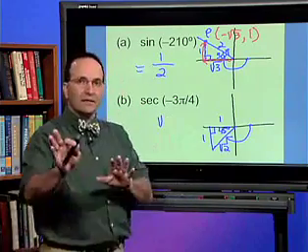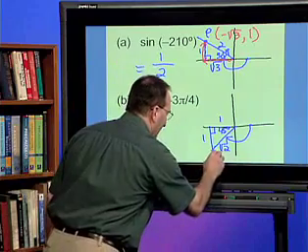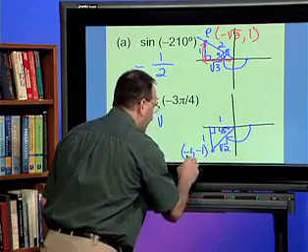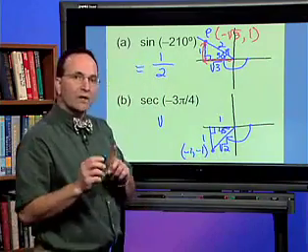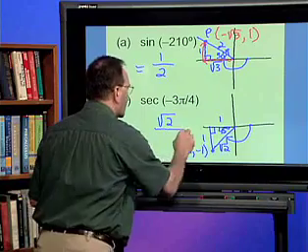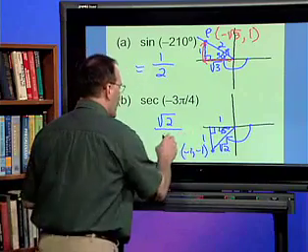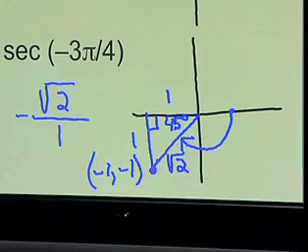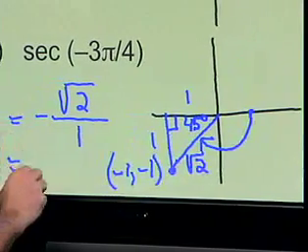Oh, you know what? I got to label my point. Sorry, I didn't do that. This point is negative 1, comma, negative 1, right? So now when we go to do the secant, it's r, which is the square root of 2, over x, which is negative 1. So the secant of negative 3 pi over 4 is negative the square root of 2.